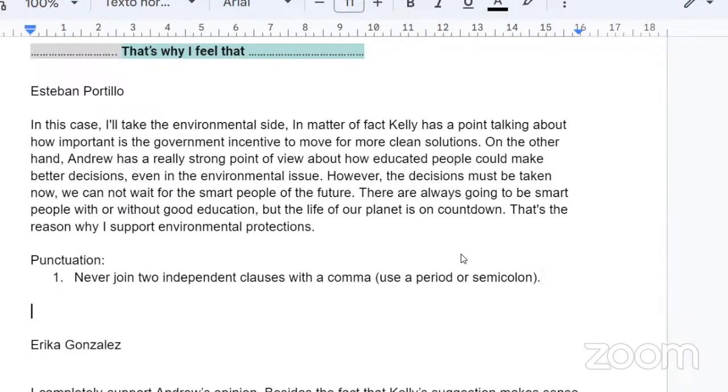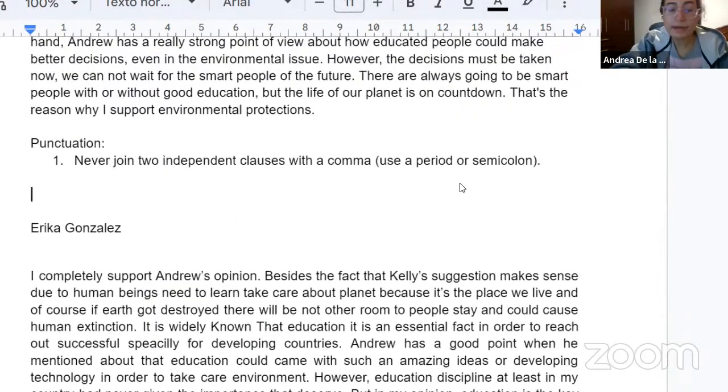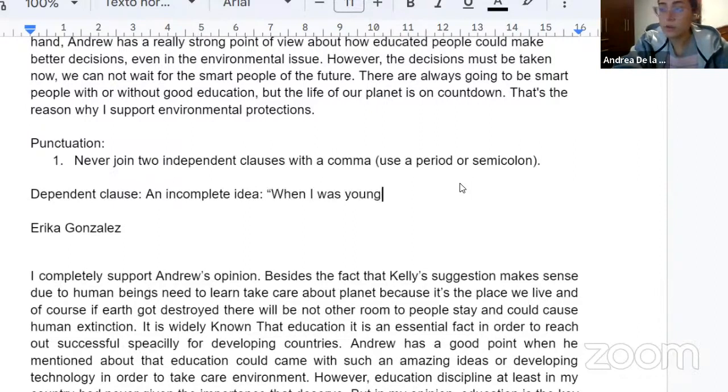Like. Exactly. To make this even clearer, let's say a dependent clause is an incomplete idea, right? So for example, I can say when I was young. So when I said this, you guys are expecting me to continue, right? You want me to continue with the idea. When you were young, what happened when you were young?